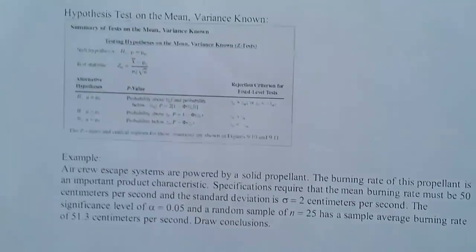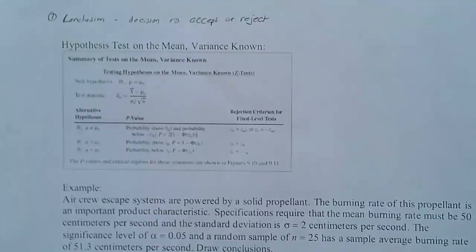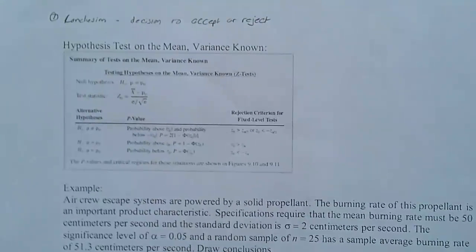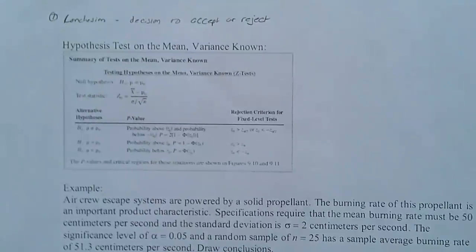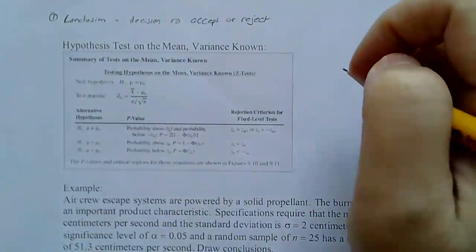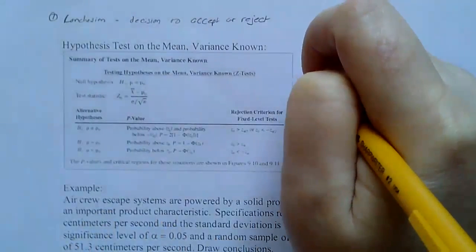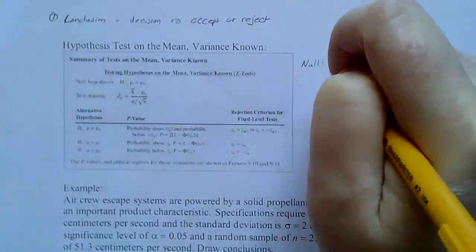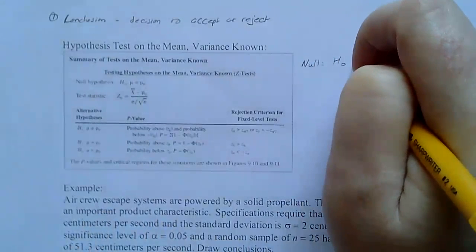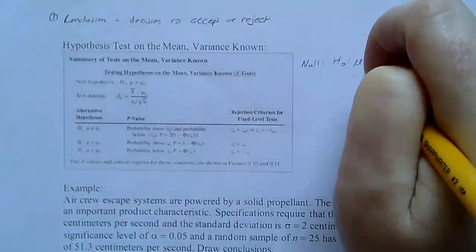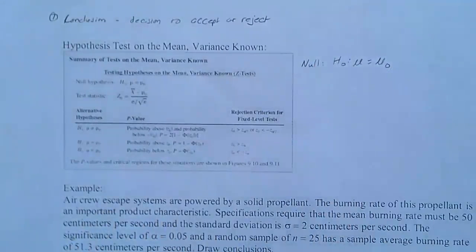So let's give an example of this. Now, when we have the mean and the variance known, we're looking at a normal distribution. And so our null hypothesis is always going to be that the mean is equal to some value. And so we're going to say our null hypothesis is always comparing a known mean to the information that we've collected in our sample. That's what we're looking at.